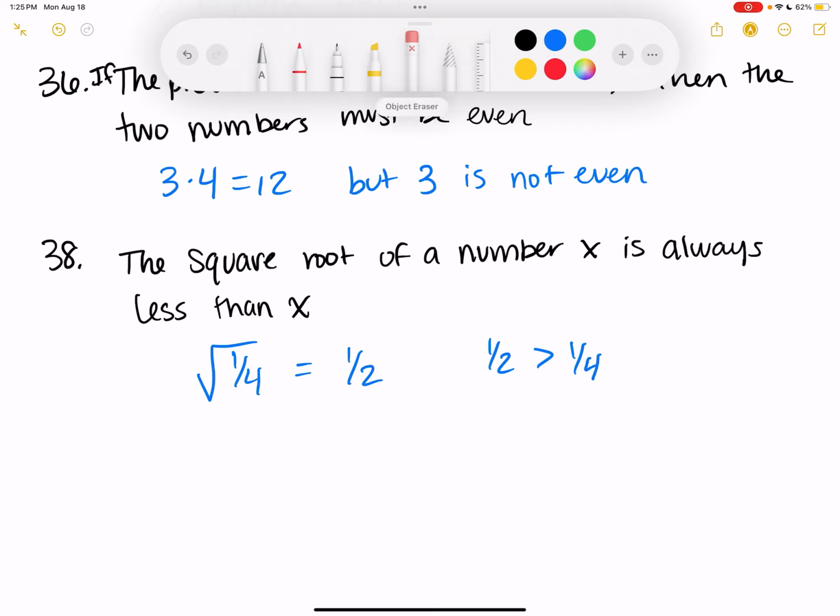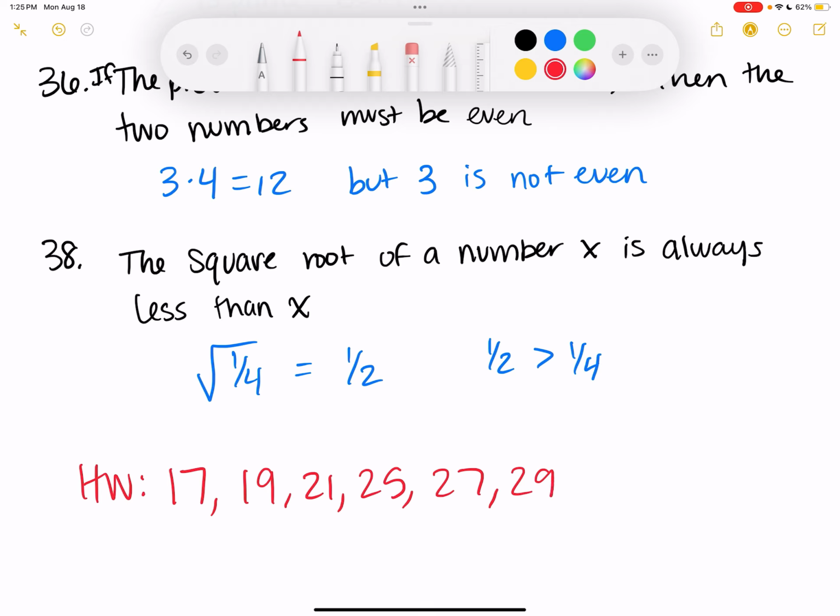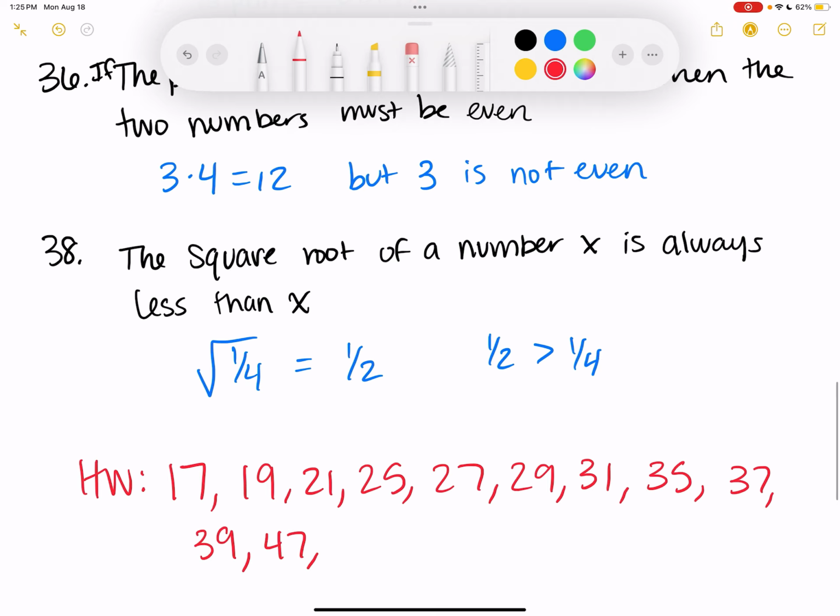All right, problems are, and normally you will have some time in class, just because we had to go over the other thing at the beginning, that's why we don't have time today. 17, 19, 21, 25, 27, 29, 31, 35, 37, 39, 47, and then a couple review problems, 63, 65, and 67 tomorrow.